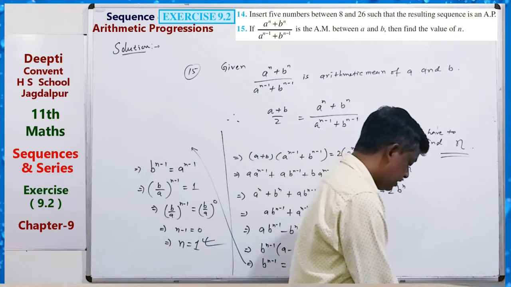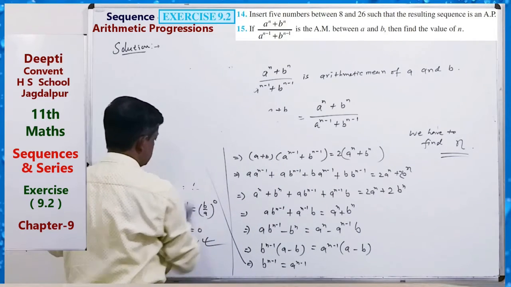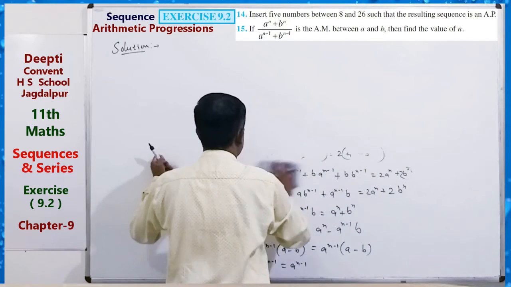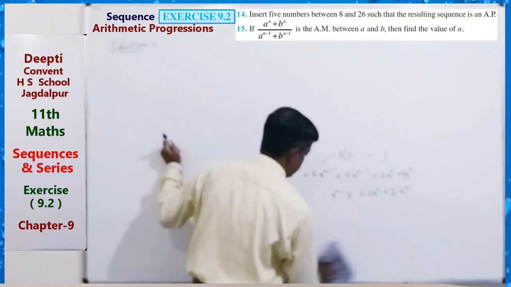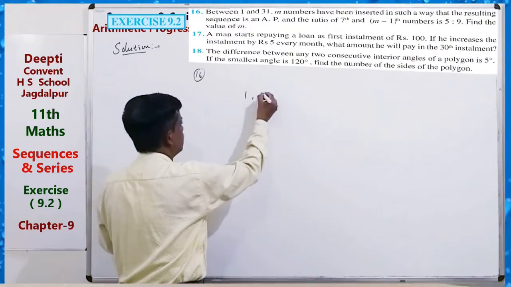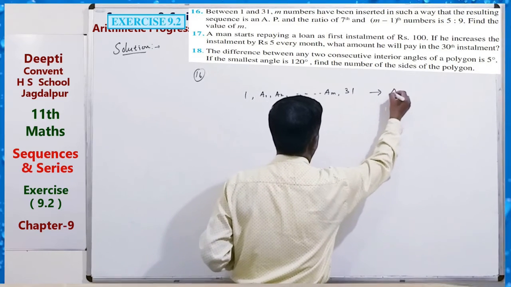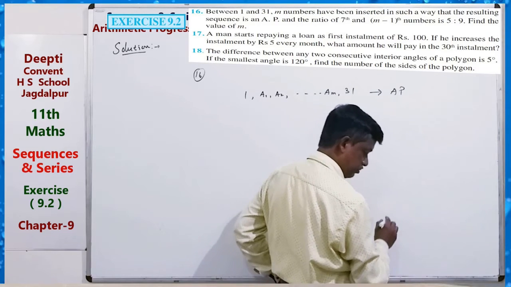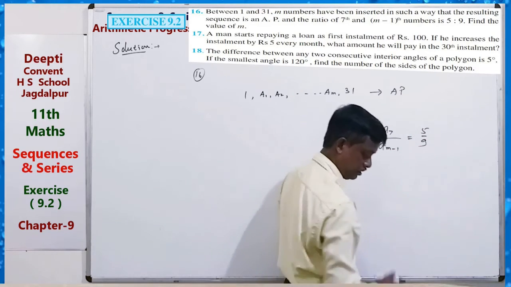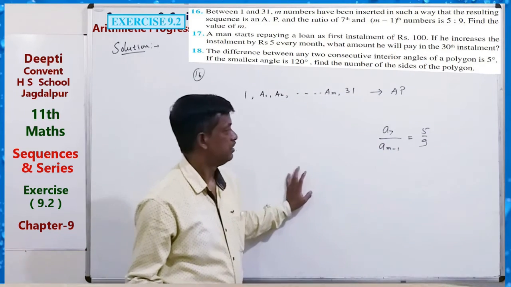So it is very clear that between 1 and 31, m numbers have been inserted, and we have to find the value of m. How can we find it? Because another relation is given here. Here a1, a2, ..., am, and 31 form an AP. Also given is the ratio of the 7th term and the (m minus 1)th term, which is 5:9. From here we can get the value of m.